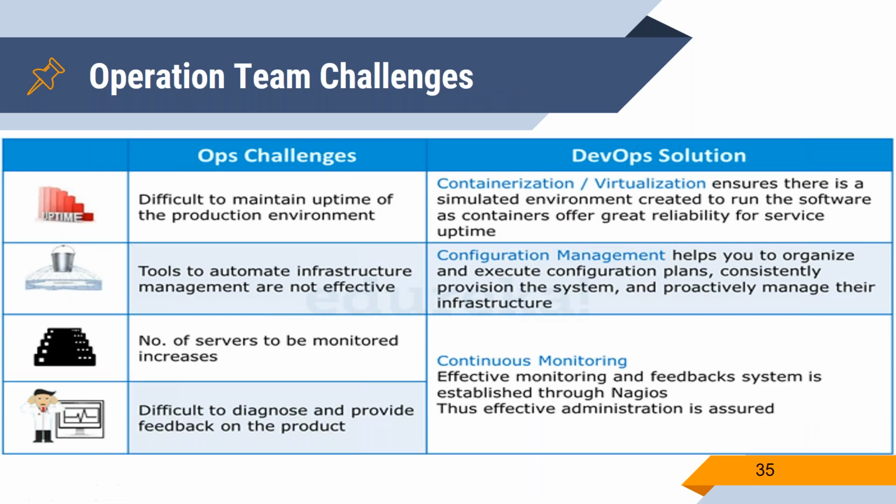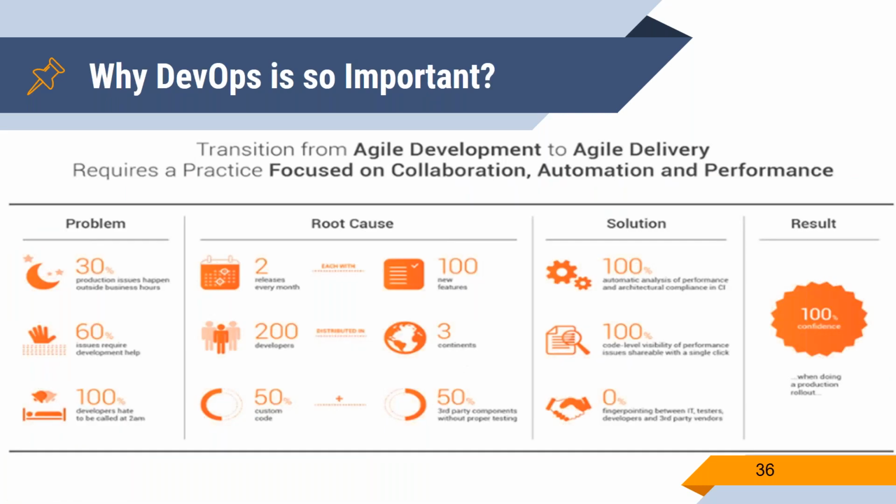And these are the operational challenges: difficult to manage the uptime of production environments, and tools to automate the infrastructure and management are not effective. The number of services to be monitored increases every day, and it is difficult to diagnose and prevent the feedback on the production. For uptime, we can create virtualization environments to resolve these issues. For tools automation, we have continuous management tools. Using that, we can automate everything, and we have continuous monitoring tools to monitor services.